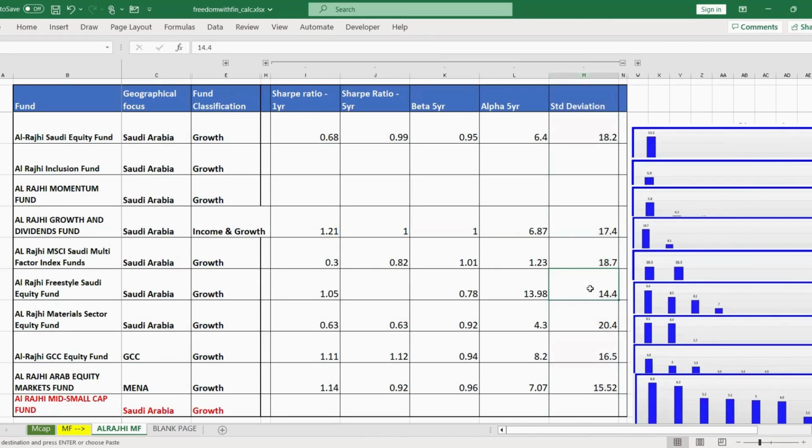So maybe, if you see the freestyle Saudi equity fund, your standard deviation is on the lower side. Your Sharpe ratio, we just have 1 year. It was launched a couple of years back, just 2 to 3 years back. So the Sharpe ratio is on the higher side of 1, which is a good indicator. The beta is on the lower side of 1, which is a good indicator. The alpha is really great. So this is one of those funds which is really good at the moment, right? At least based on the last 5 years. Growth and dividend fund is also on the highest side, right? So your Sharpe ratio is great, your beta is good, your alpha is good, your standard deviation is good.